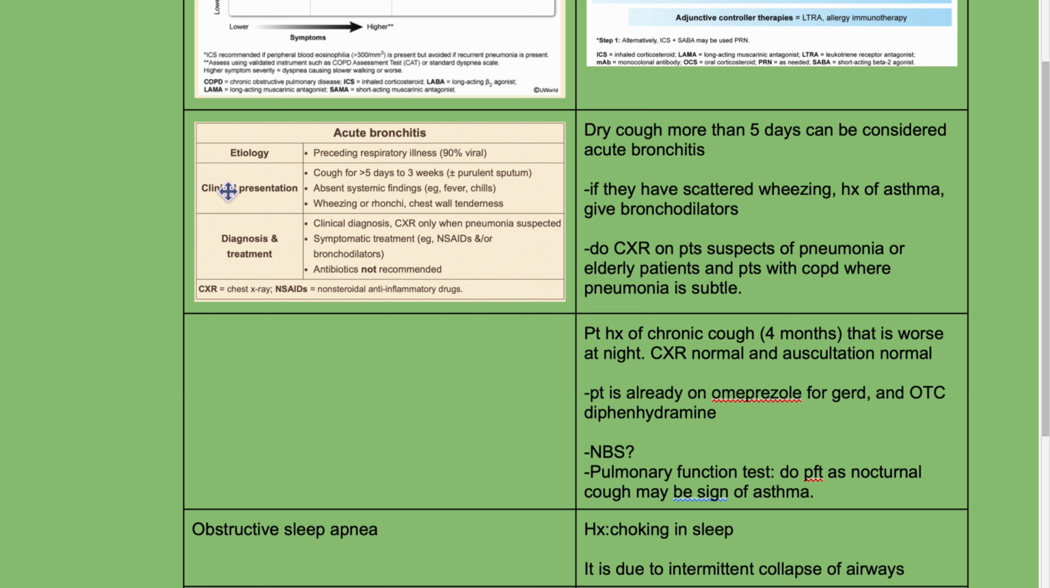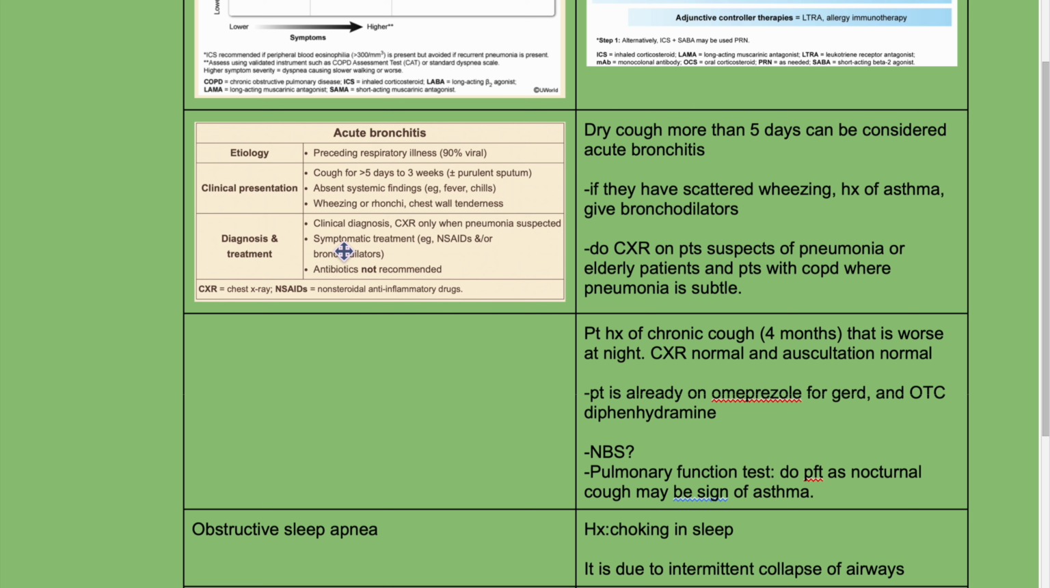It's called acute bronchitis. Clinical presentation: cough for more than 5 days, up to 3 weeks, with or without purulent sputum, absent systemic findings. Okay, so they don't have fever and chills. Wheezing or rhonchi. This is after 5 days, right? Wheezing or rhonchi, chest wall tenderness.